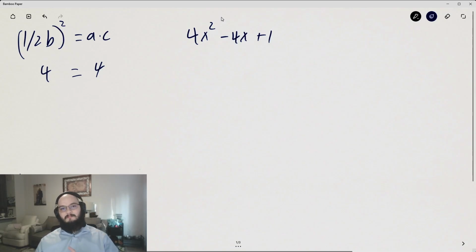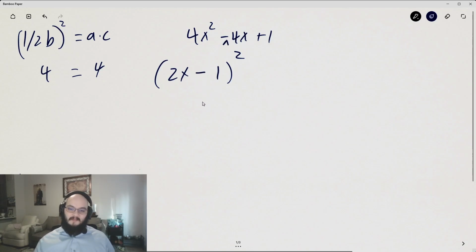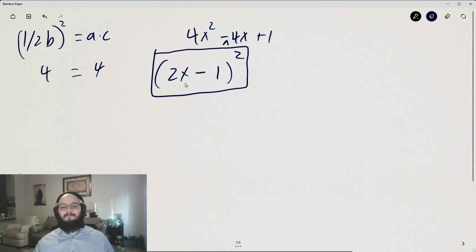We're going to follow the same procedure that we did last time. Square root our first term. The square root of this is 2x. Square root our second term. Square root of 1 is 1. And is it going to be added or subtracted? We look at our b term. It's negative, so our final answer will have a subtraction in it. 2x minus 1 squared is the factorization of 4x squared minus 4x plus 1.